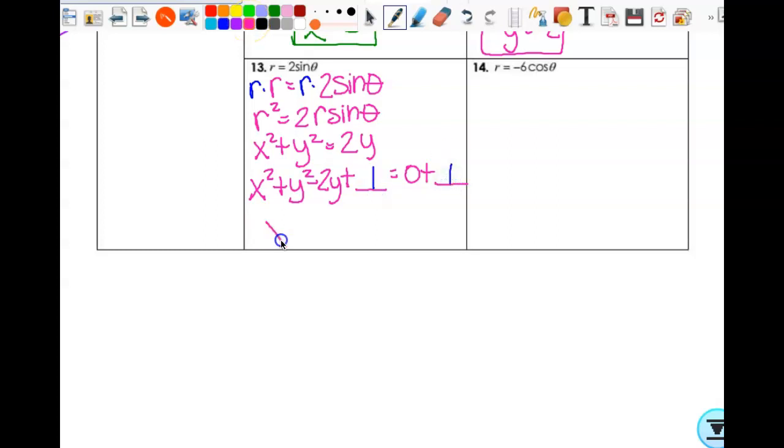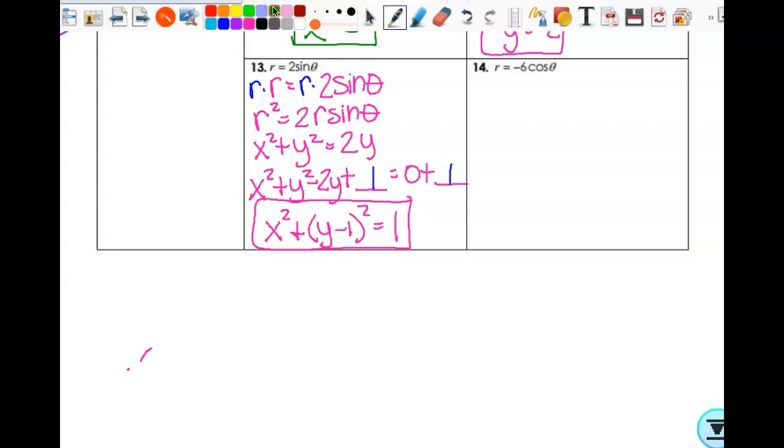And since I complete the square, I get x squared plus (y minus 1) squared equals 1. And that's it. This is a circle. The center is at (0, 1). Radius is 1. We good? Questions? All right. So let's look at number 14.